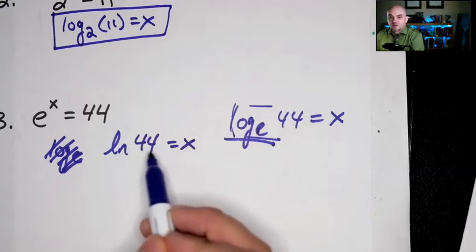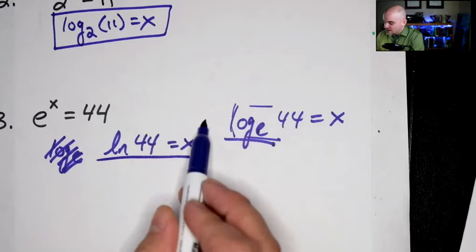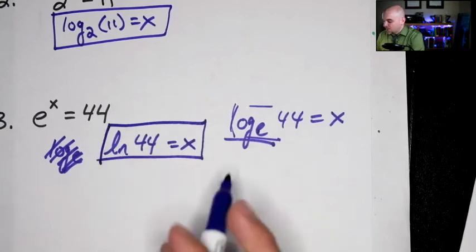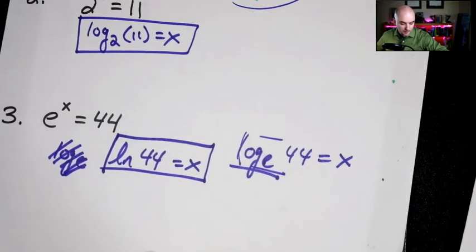You can punch this in your calculator pretty easily and say natural log of 44, get a decimal, but I want the exact value. I want you to leave it just like that. X is solved for, so we are done with number 3. Let's take a look at number 4.